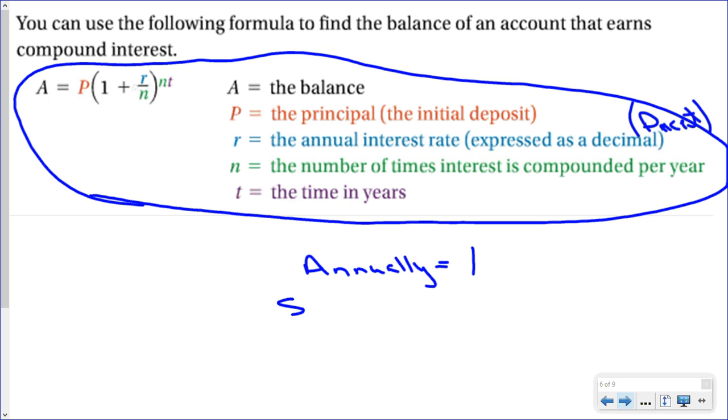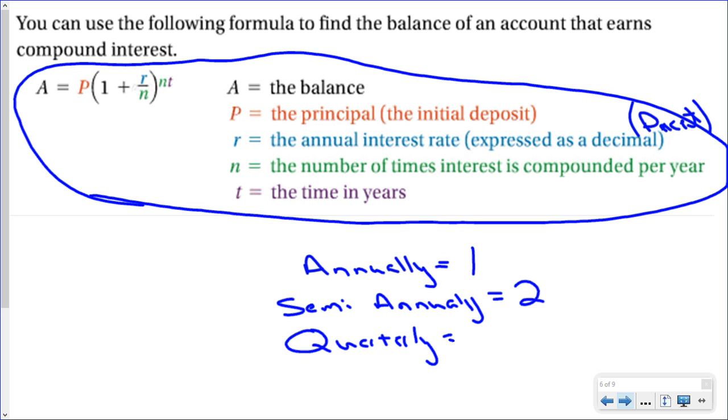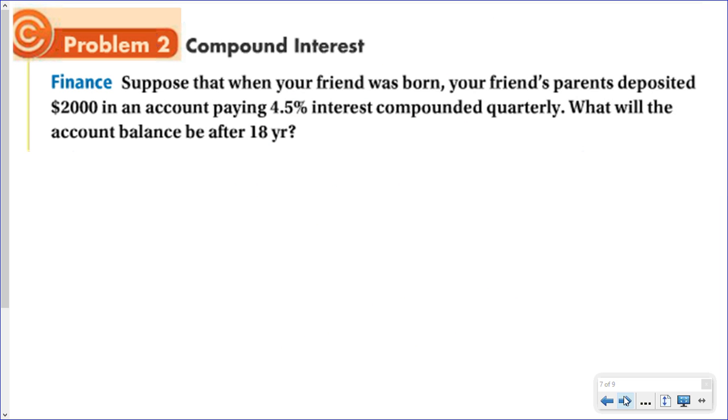Okay, semi-annually happens twice a year. Quarterly happens 4 times a year. Okay, and T is just time in years. Okay, and there we go. This will be the last one for your notes, guys. Again, sorry that they're so long with the word problems, but put this baby in, and then we're all wrapped up.